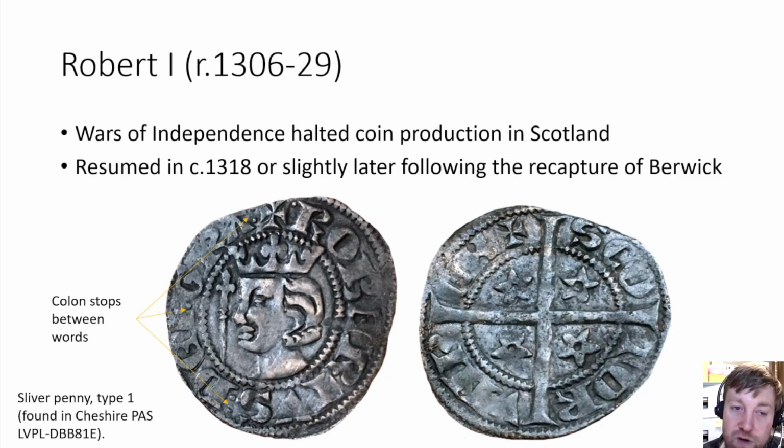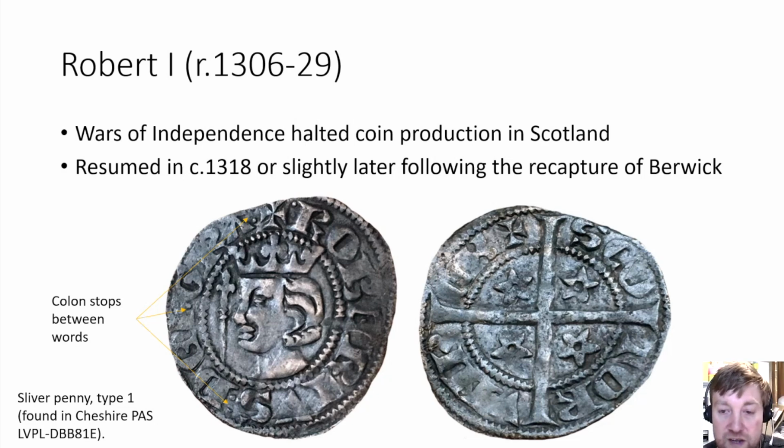He took control of Berwick in 1318, and it is likely that the recommencement of Scottish coins started at this date, because during the Wars of Independence, with the breakdown of control and really weak political control in Scotland, there were no Scottish coins produced between 1296 and probably the early 1320s under Robert the First.